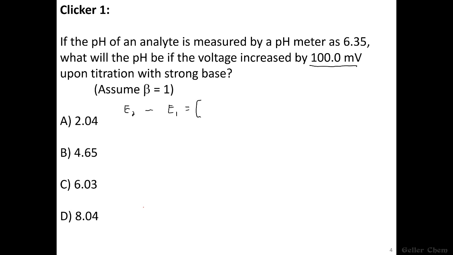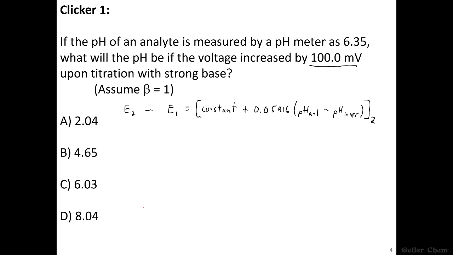This will be equal to, in brackets, constant, which was not given to us in this problem, but we don't need it, plus 0.05916 times, in parentheses, the pH of the analyte that we're interested in minus the pH of that inner reference, which is kept constant, which we're also not given in this problem, but we don't need it. Close parentheses, close brackets, and we'll say that this represents that voltage when we take it the second time after it's increased by 100 millivolts.